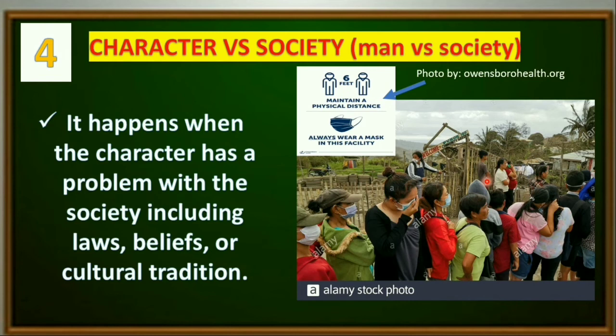Number 4. Character versus society, or man versus society. It happens when the character has a problem with the society, including laws, beliefs, or cultural tradition. In this example, what is the ordinance that the people violate? Yes, it's the health and safety protocols. Maintaining a physical distance and wearing a face mask. Since these are existing laws in the society that these people don't follow, the conflict is character versus society.